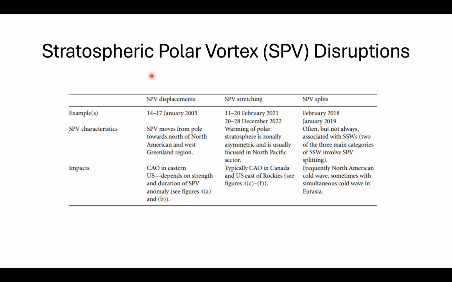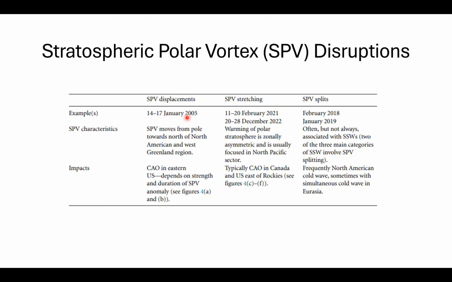Here is a great example of just the different types of disruptions, a nice summation of them. Over here on the left-hand column, we're talking about displacements, the middle center column, stretching events, and the far right column, stratospheric polar vortex splits. So we're given examples of each of these types of stratospheric polar vortex disruptions.